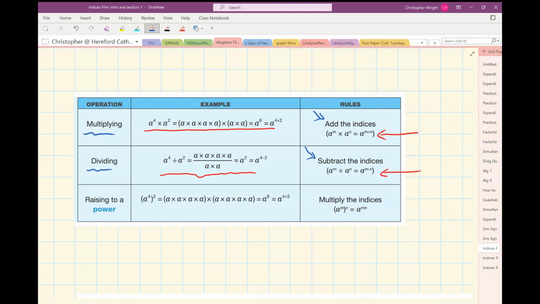And when we raise an expression to a certain power, we multiply the 2 and the 4 together here. Or in this case, looking at the algebraic case, a to the power of m raised to the power of n is a to the power of m times n. And those are the 3 rules of indices with which you need to be pretty fluent. And we're going to do some questions now to practice those.